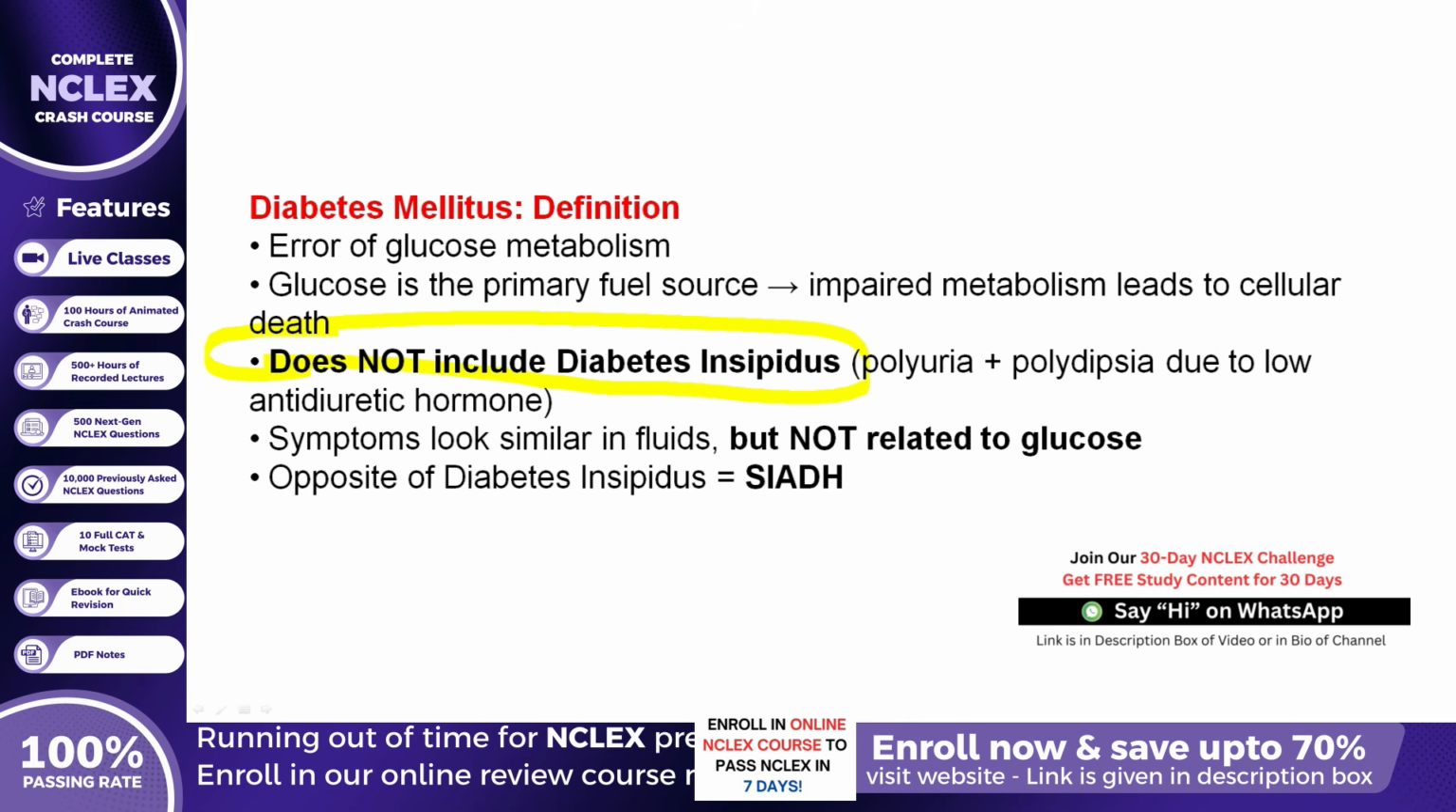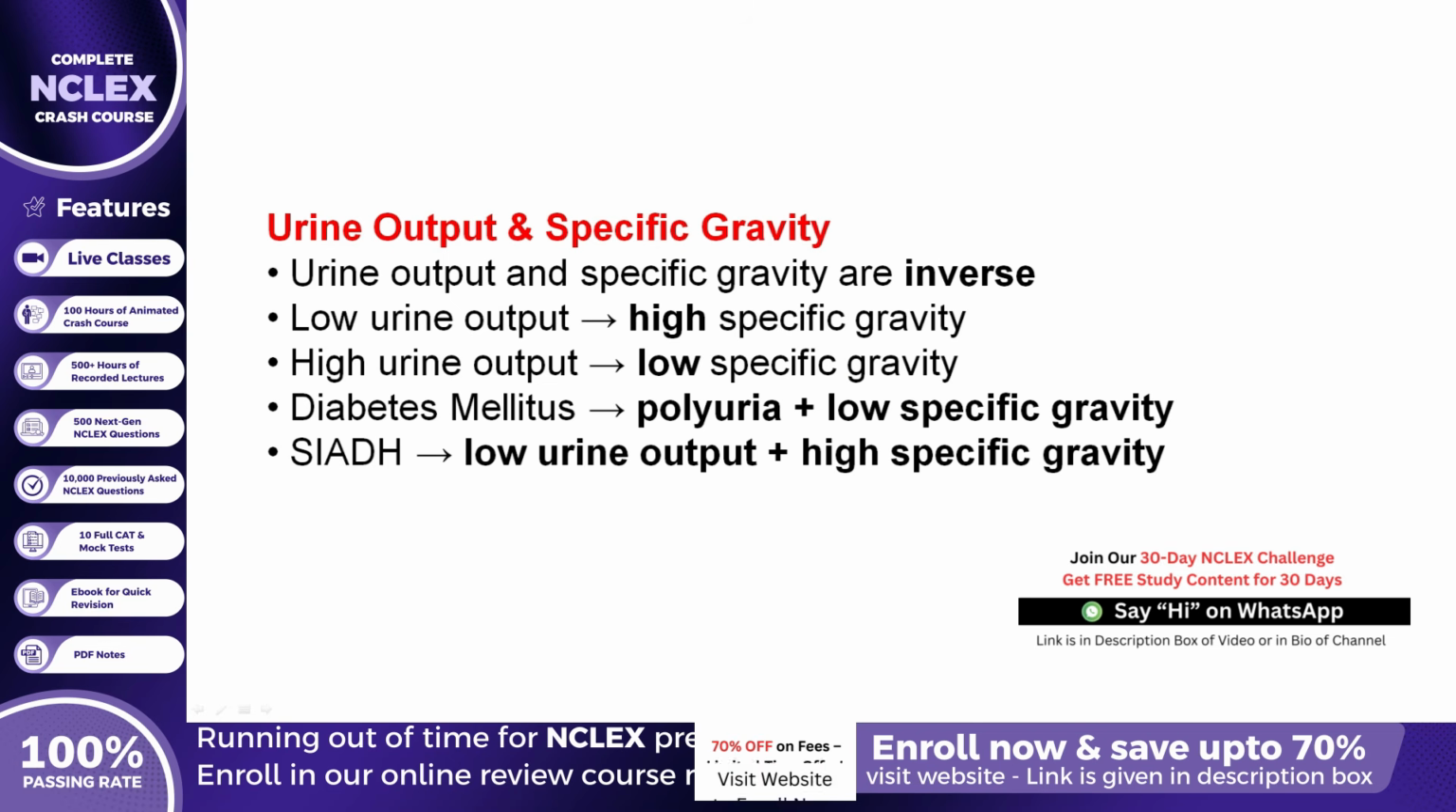Let us begin by understanding that urine output and specific gravity are inverse, and this simply means that as one rises, the other falls. When urine output is low, the specific gravity becomes high. When urine output is high, the specific gravity becomes low. In diabetes mellitus, the body produces excessive urine, so we see polyuria along with low specific gravity. In contrast, in syndrome of inappropriate antidiuretic hormone, we see low urine output with high specific gravity.